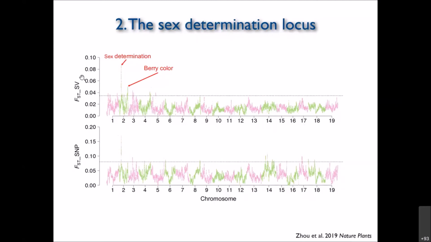When we look at structural variants, and I haven't really talked about how we looked at those, we can do the same thing, and you find slightly different peaks. One of the peaks is the berry color. I just told you about that peak because there's this huge inversion in that region that happens repeatedly. But you also see this peak in the sex determination region on chromosome 2. So what is this region? It's clearly very different between domesticates and wilds, and what's going on in that region?